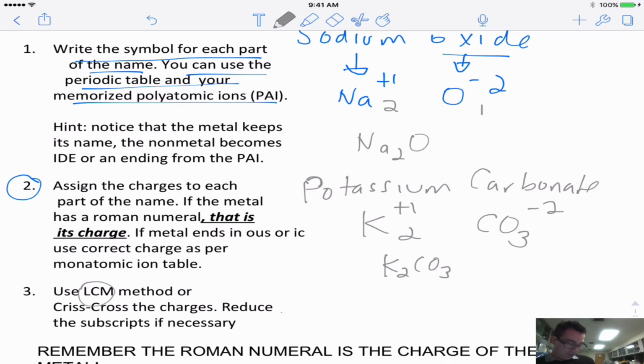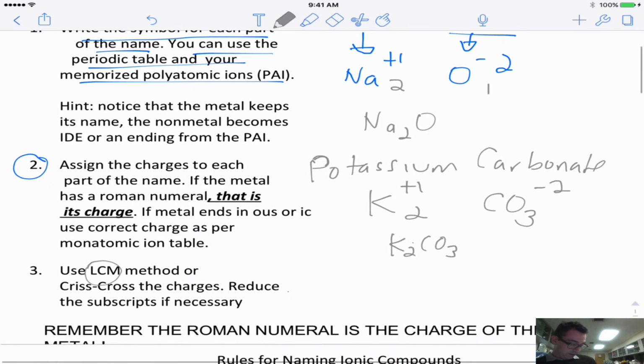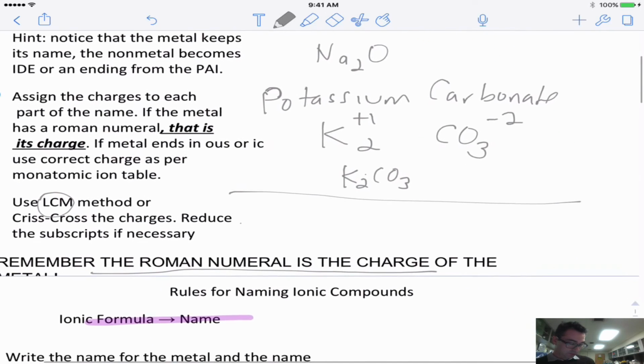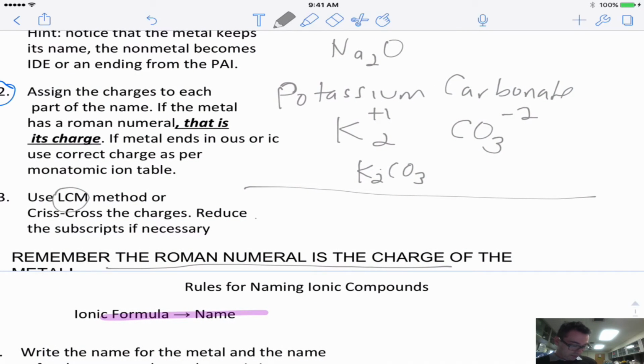What if I were to have something that has a Roman numeral in it? Down here I say the Roman numeral is the charge of the metal. Let me show you what I mean by that. If I were to do something like copper 2, let's do phosphate.